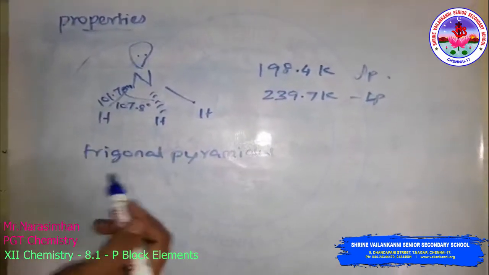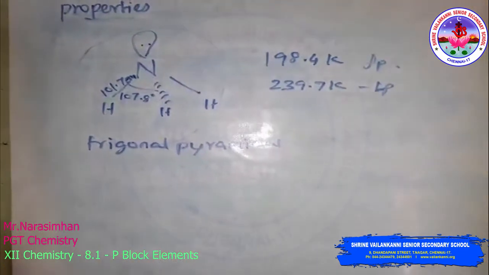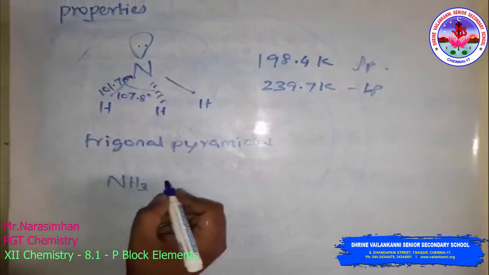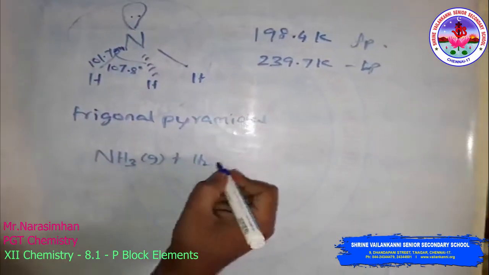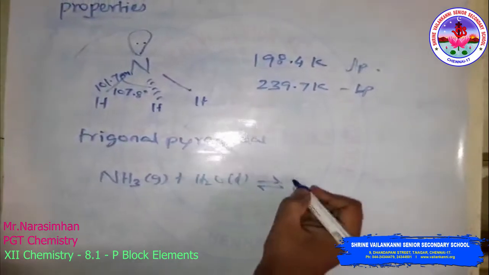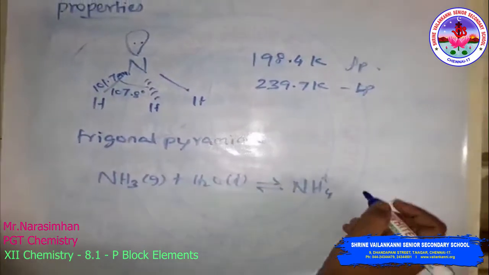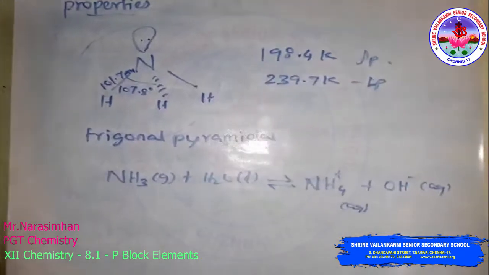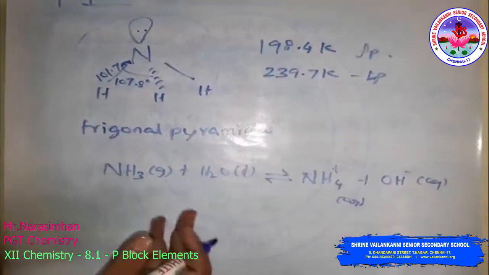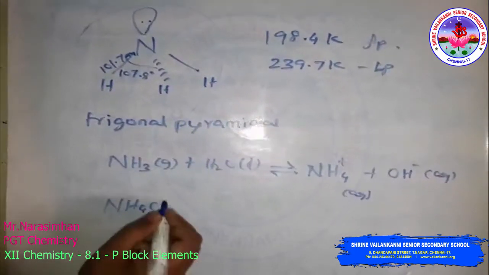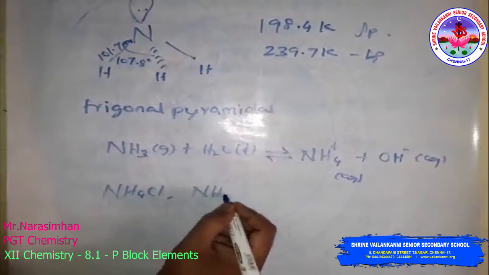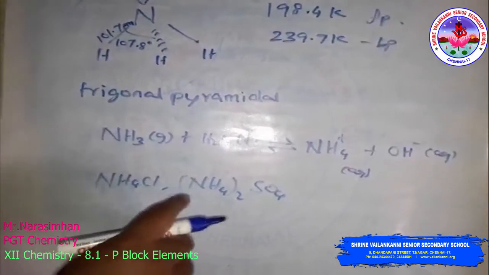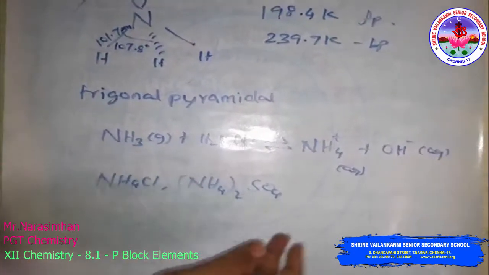Ammonia gas is highly soluble in water. The aqueous solution is weakly basic due to the formation of hydroxide ions. So NH3 reacts with water to form the ammonium ion NH4 plus and OH minus, both in aqueous state. It also forms ammonium salts with acids, for example ammonium chloride, ammonium sulphate, etc. As a weak base, it precipitates hydroxides of many metals from their salt solutions.